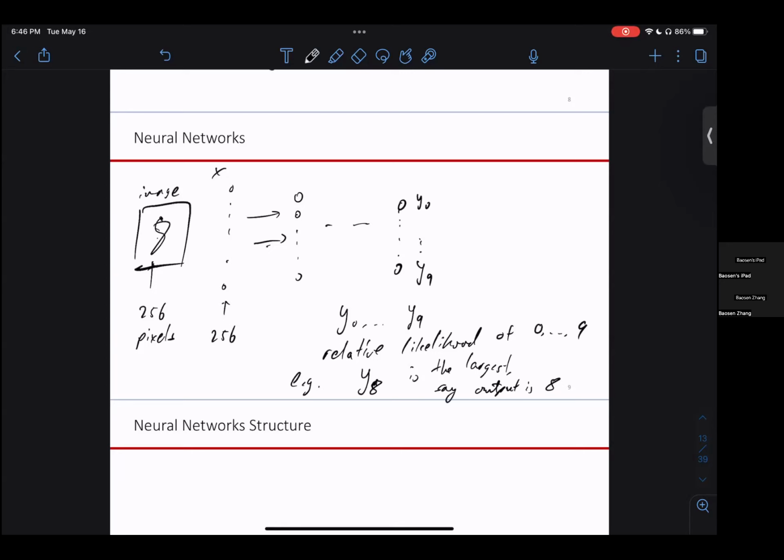So this is your neural network. You have input, again 256 pixels, all of them put into a vector, and all of them go into the network. This neural network will crank this through and give you some output, 10 of them, and you pick the highest one. That's how you classify.